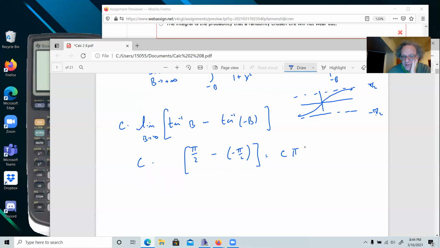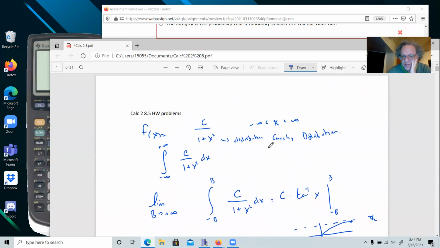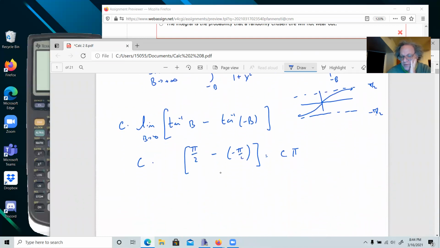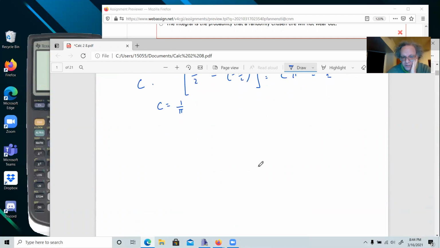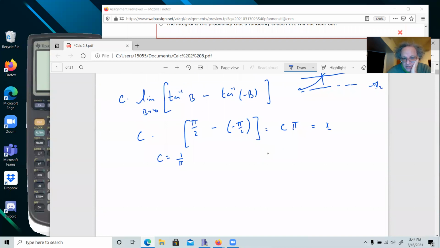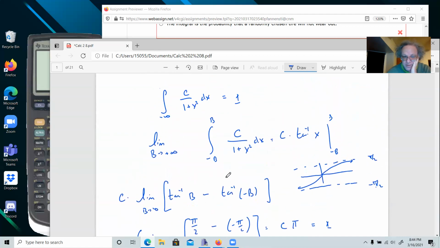Do you remember what this whole function has to integrate out to? This whole function has to integrate out to 1, doesn't it? So this is equal to 1, and then we get c is equal to 1 over pi. That's your Cauchy distribution. So we have f of x is equal to 1 over pi, 1 over 1 plus x squared. That'll make this thing integrate out to 1. That's exactly what we want here.